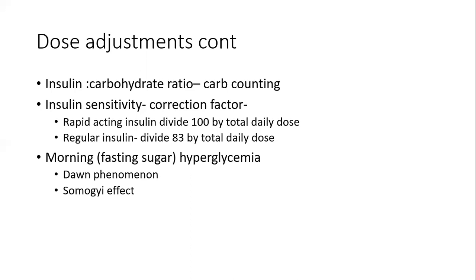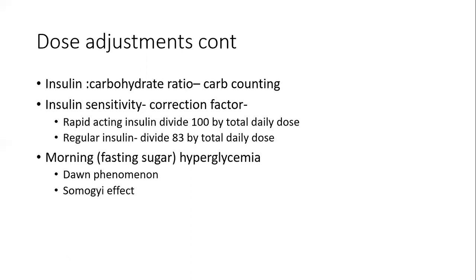So the matching should be patient specific. As I said, for a start, the insulin to carbohydrate ratio is usually 1 to 10 or 1 to 15 for the younger ones. That is 15 grams of carbohydrates to 1 unit of insulin. And simply that's how to match.